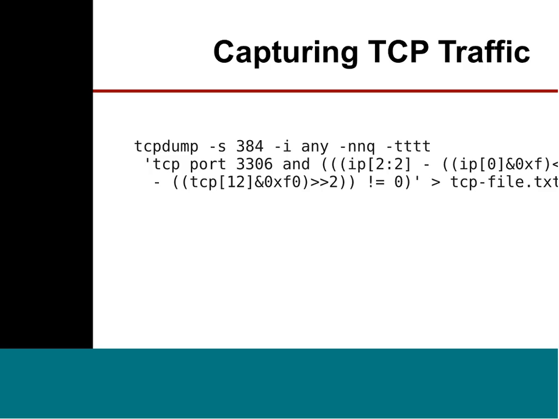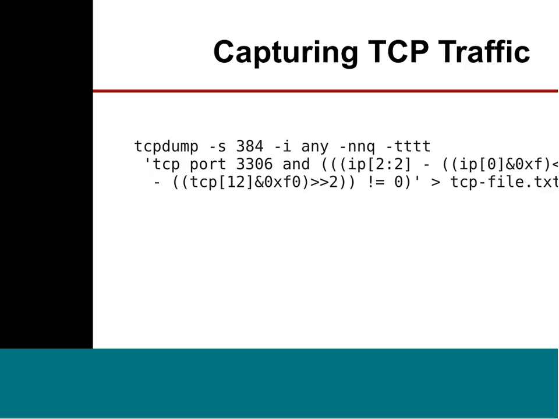The -i any means to listen on any network interface on the server. -nnq abbreviates the output format a little bit. The -tttt option formats the timestamps. Then we have this complicated expression on the second and third lines on the screen. tcp port 3306 restricts us to capturing data intended for port 3306, which is where MySQL listens by default. And then we have a really funny, awkward-looking expression after that with square brackets and all kinds of things. That is pulled directly out of the tcpdump man page.